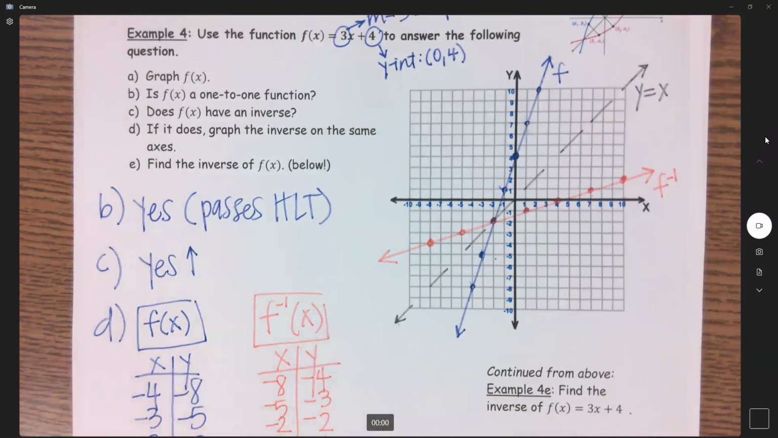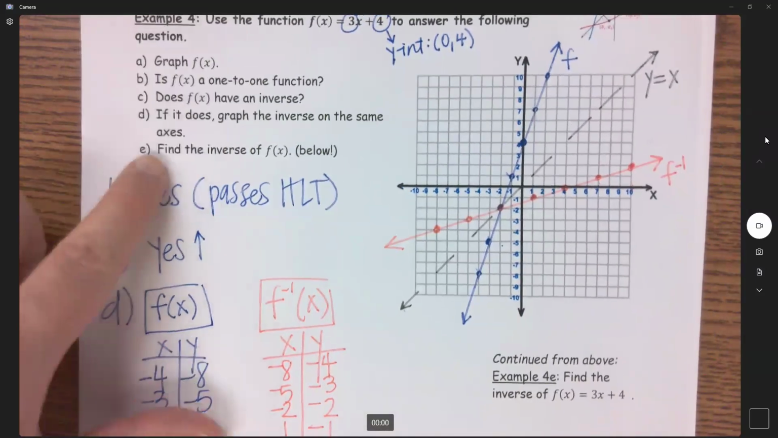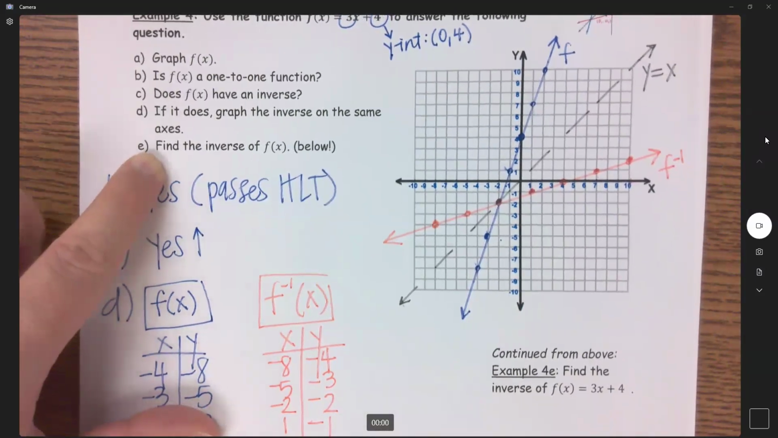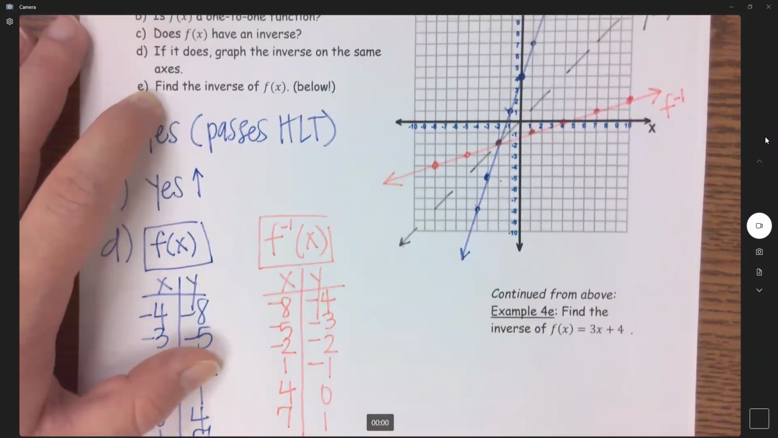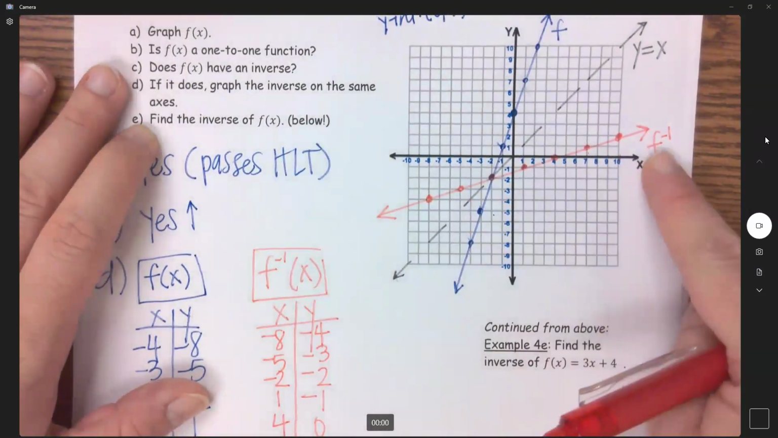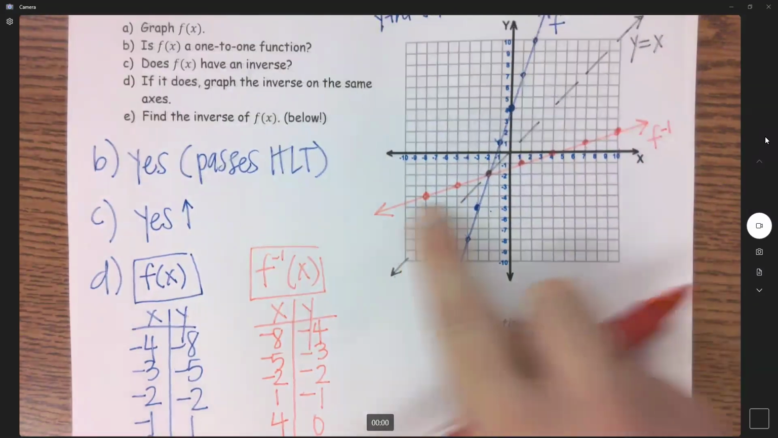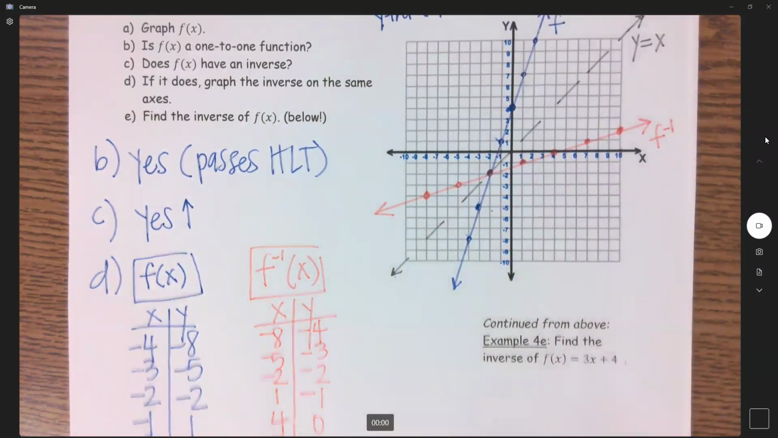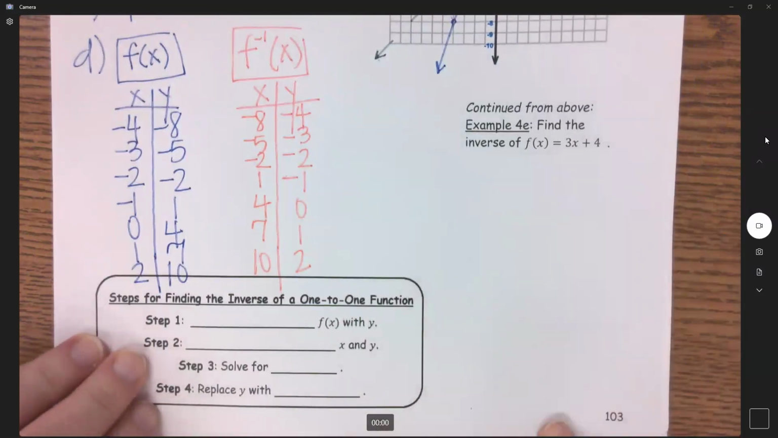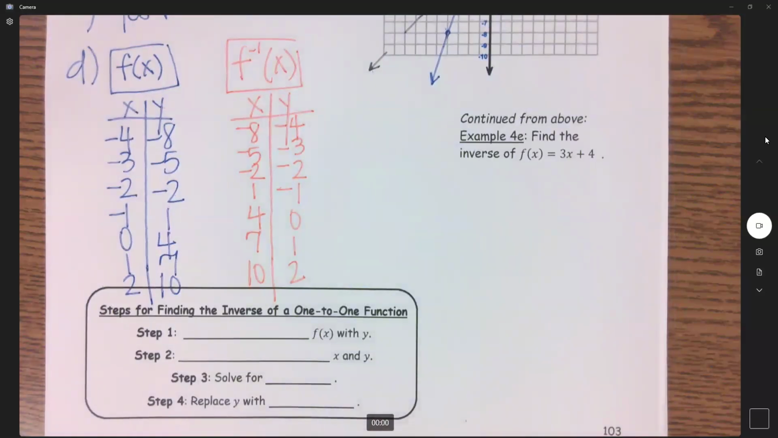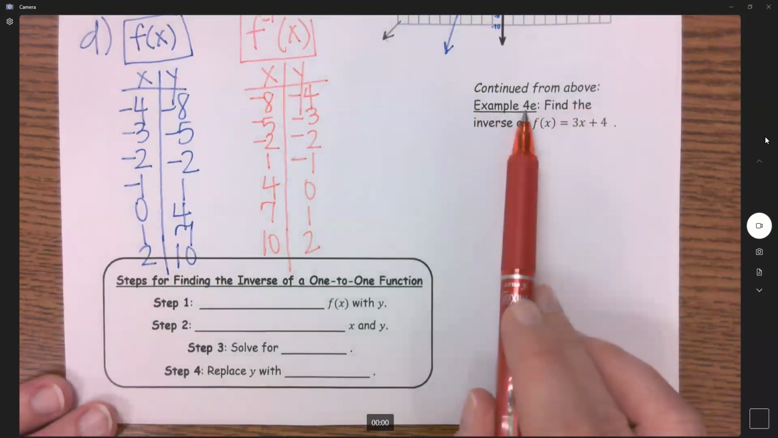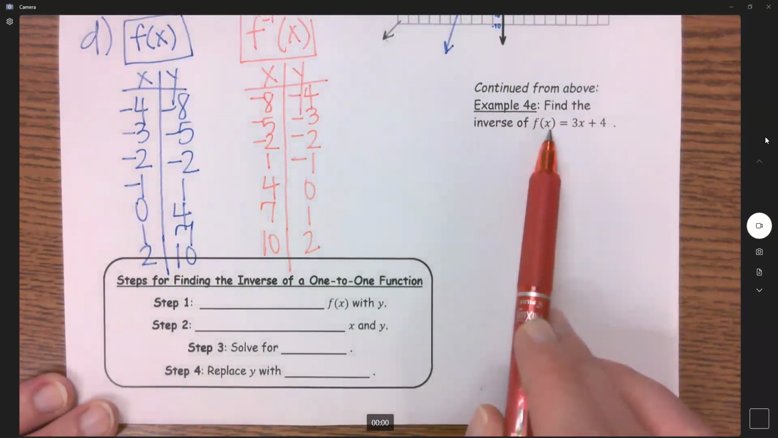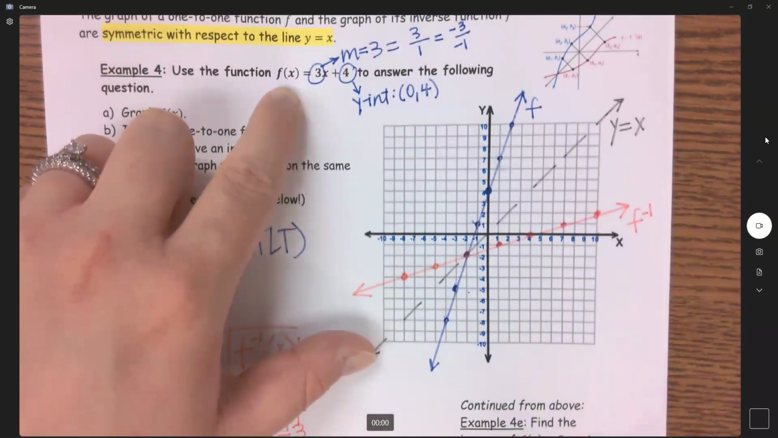Now, a big part of this lesson is finding the inverse function. Okay, and so what I mean by finding the inverse function is we have drawn the inverse function, but what is the name of this inverse function? And so to do that, we're going to do this work right here, and this is our steps to finding the inverse function. So it says, continued from above, example 4e, find the inverse of f of x equals 3x plus 4, which was my original function here.